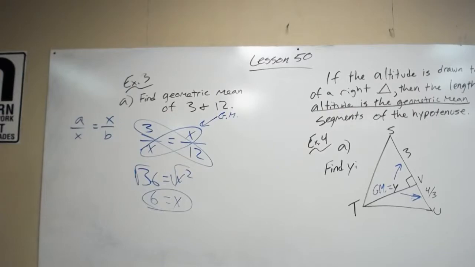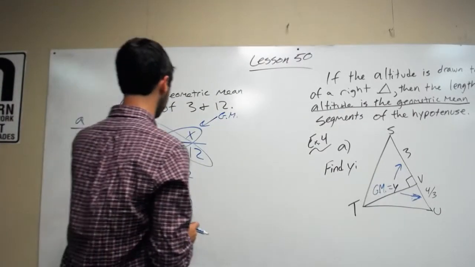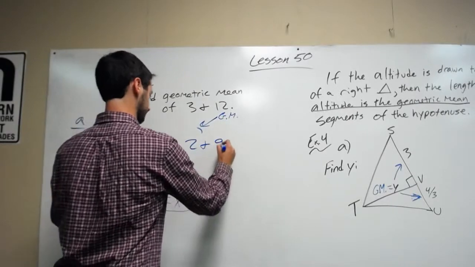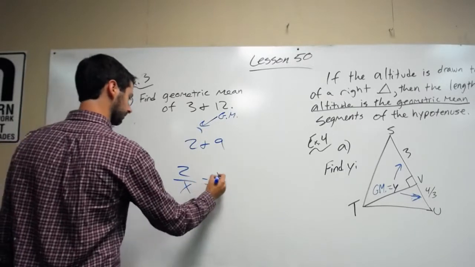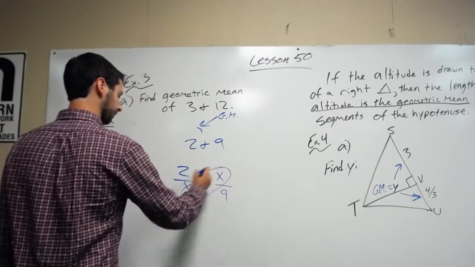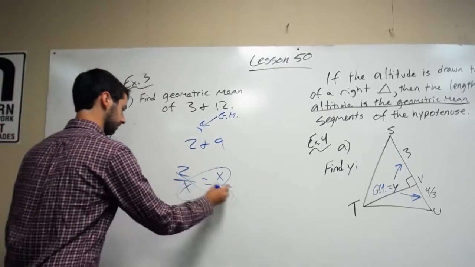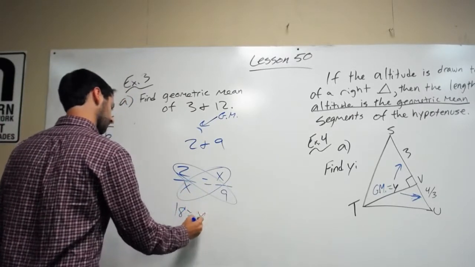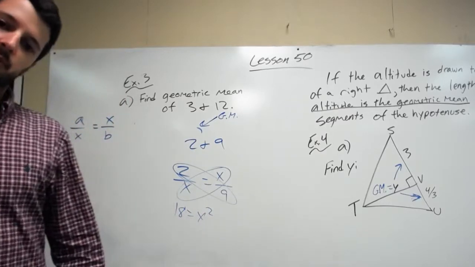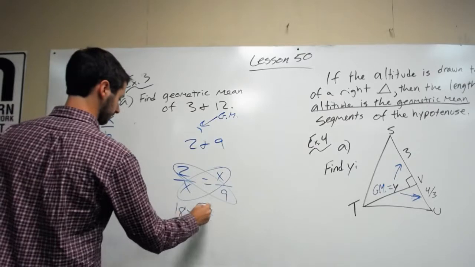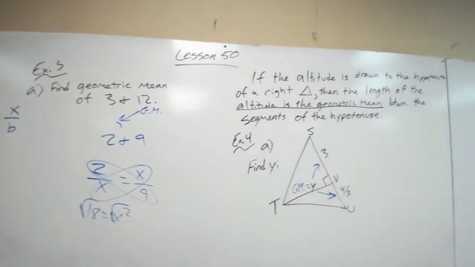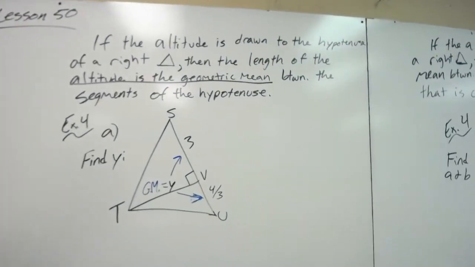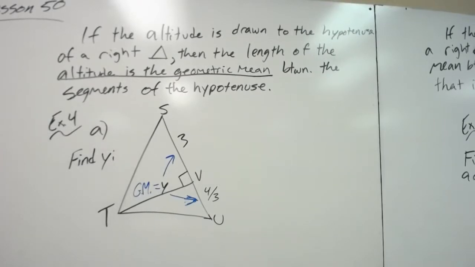If we were finding the geometric mean between 2 and 9, we would set it up the same way. 2 over x equals x over 9, because when we have products, or what we multiply, we should have our geometric mean being multiplied by itself. So x squared equals 18, so the square root of 18 would be its geometric mean. So that's how you do the geometric mean, and that's what its definition is. Now let's look at a couple of examples that use shapes.